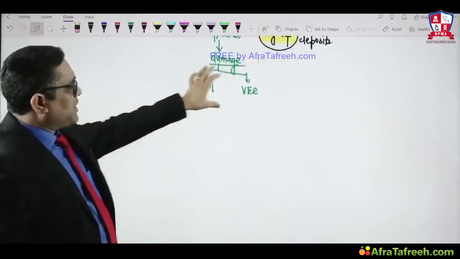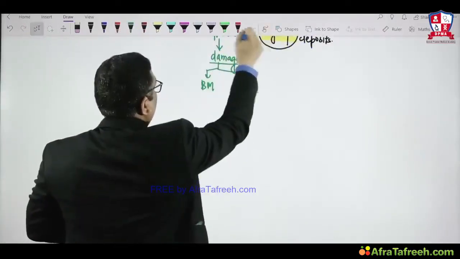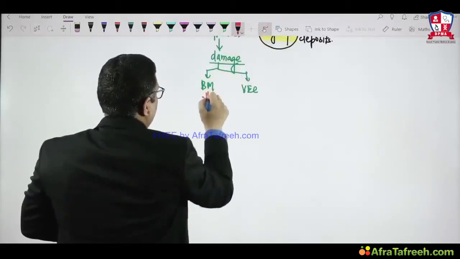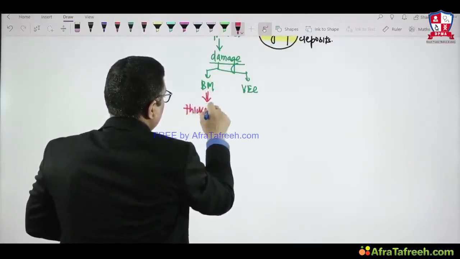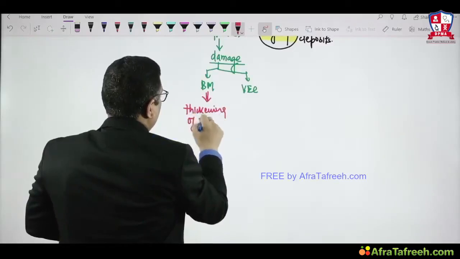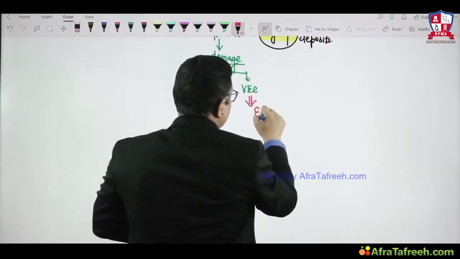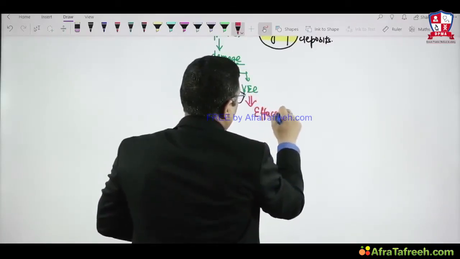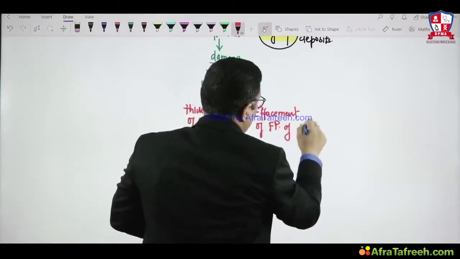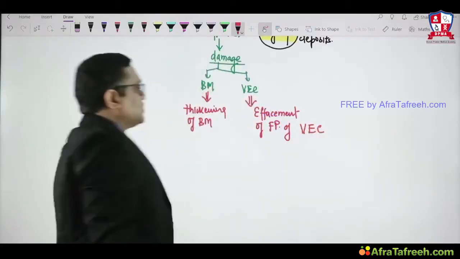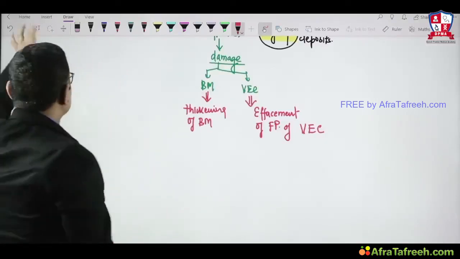As I said, the basement membrane and visceral epithelial cells both will be having damage. So what is this damage? In the basement membrane, there will be thickening of the basement membrane. In visceral epithelial cells, there will be effacement of the foot processes of the visceral epithelial cell. So these are the important findings in the pathogenesis which you will see in a membranous glomerulonephritis patient.